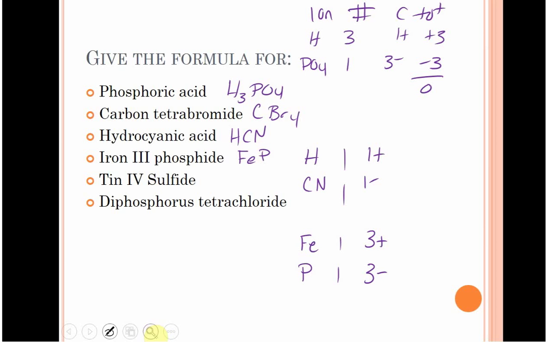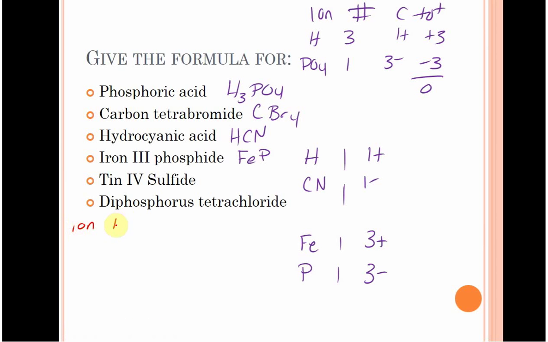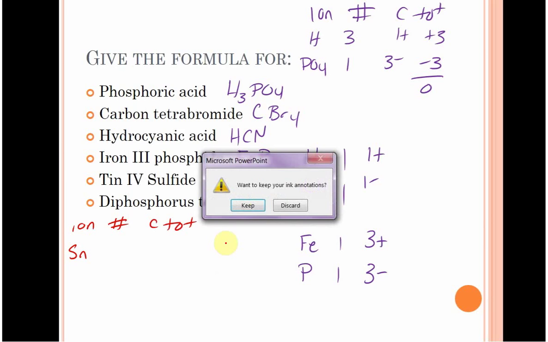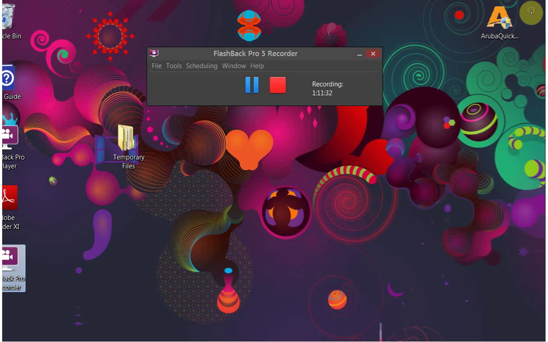Tin(4) sulfide. I'm going to make a new chart on this side. Ion, number, charge, and total. Tin is Sn. Technically, it is considered a transition metal.